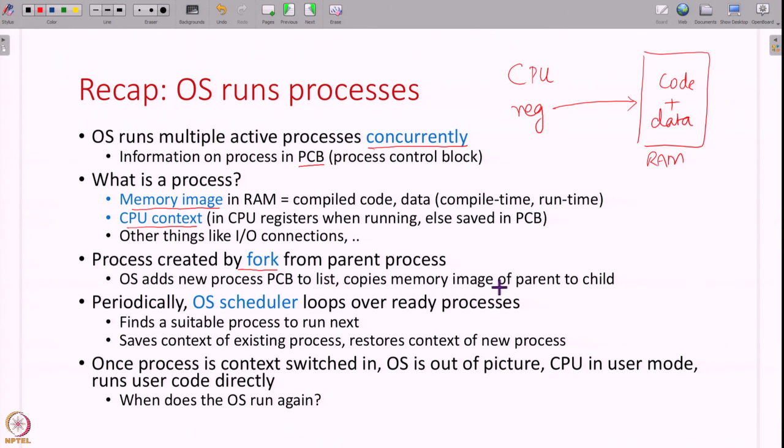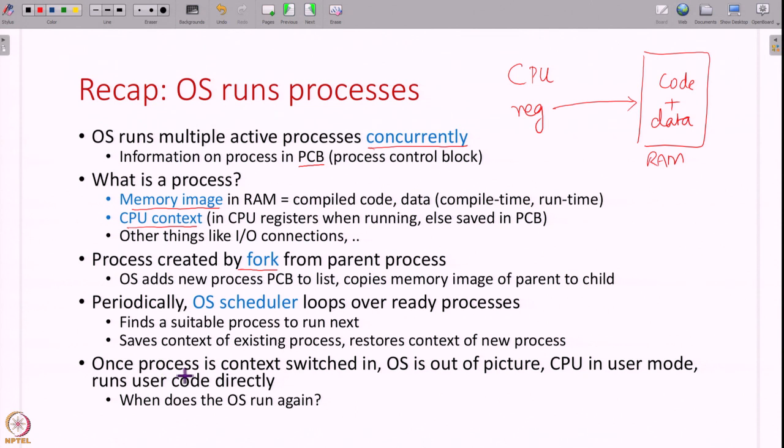And the memory image is copied from parent to child, and after that the child can do whatever it wants with its memory image. And we have seen the scheduler loops over all the ready processes from time to time to switch to different processes by saving the context of the old process and restoring the context of the new process. So, now this is a high level understanding of processes. In this lecture we will go into a little bit more depth, okay.